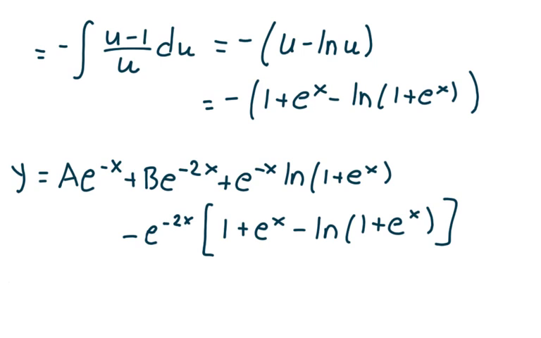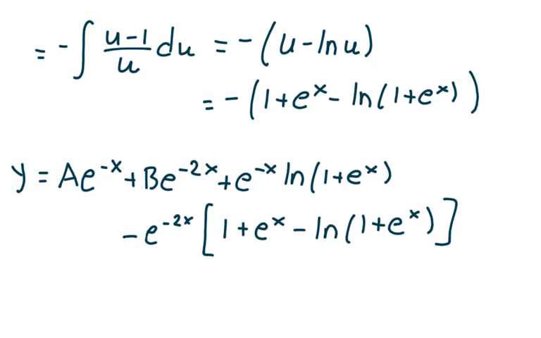And so the tough part is the simplification. So remember, y is the complementary solution, which is a e to the negative x plus b e to the negative 2x, plus the particular solution, which is plus e to the negative x times natural log of 1 plus e to the x, minus e to the negative 2x times the quantity, 1 plus e to the x minus natural log of 1 plus e to the x.